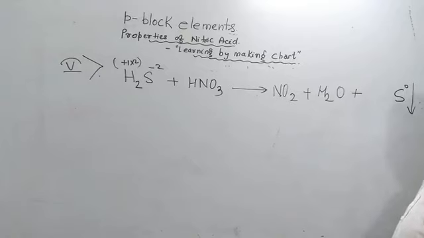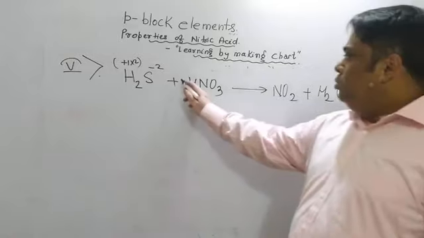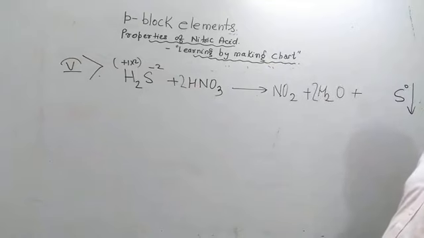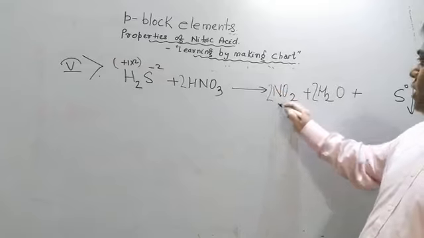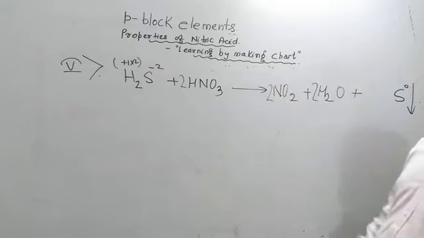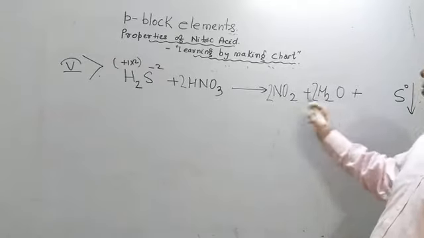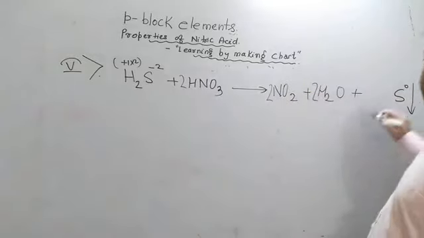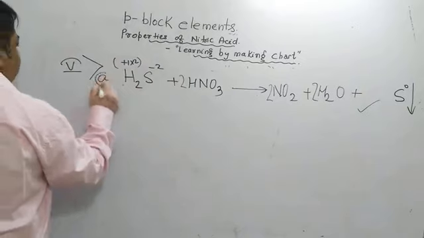So here 2 hydrogen atoms are there. If I make it 2, then I will make this 2 also. Then nitrogen becomes 2. Let us see what happens with the oxygen. This is 6 oxygen, this is 4 plus 2 oxygen, 4 hydrogen, 4 hydrogen. Means 2 here and 2 here, 1 sulfur. So balanced. So this is fifth A, oxidizing property.